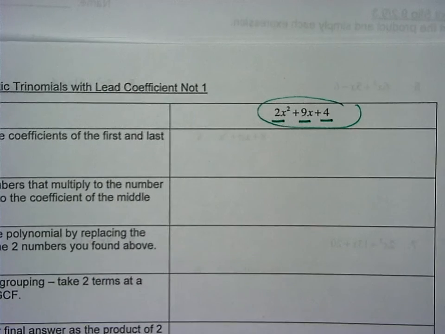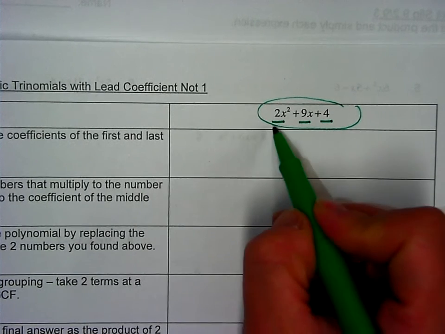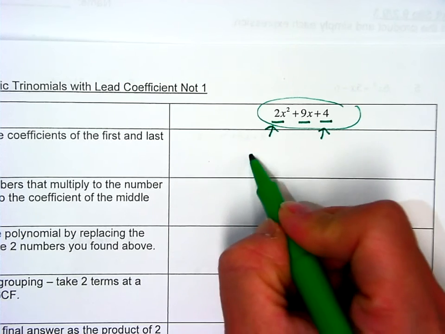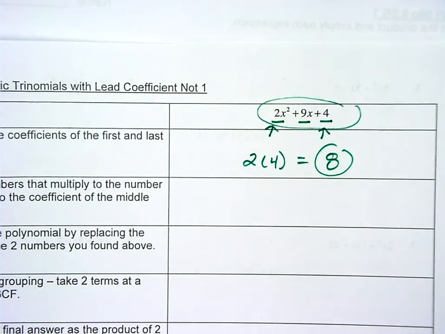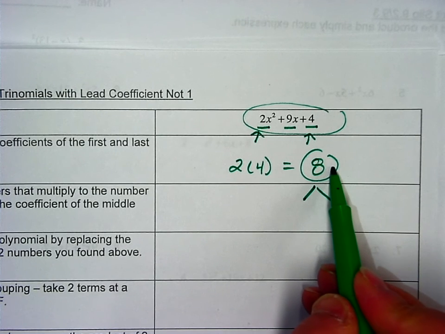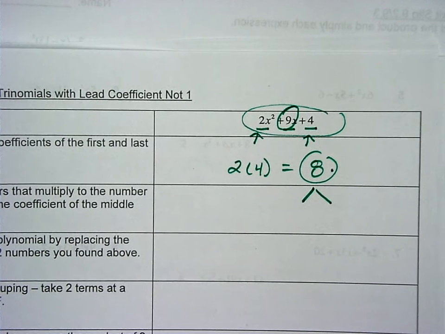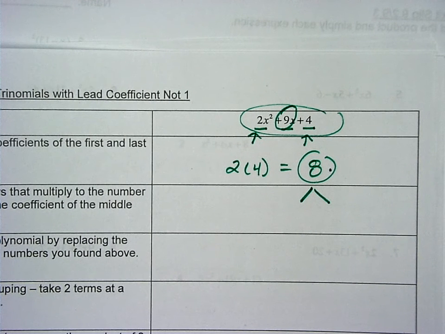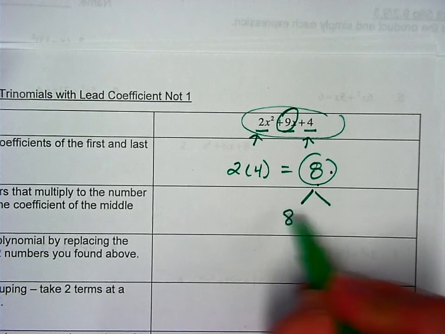Okay, step 1, you're going to take the numbers in front of the x squared and the constant and multiply them. So that would be the 2 and the 4. So 2 times 4 is going to give me 8. Okay. The next step is you need to find the two numbers that multiply to 8, but it needs to add to this middle number in the original problem. And there are only two numbers that are going to work. So the two numbers that multiply to 8 but add to 9 are going to be positive 8 and positive 1.